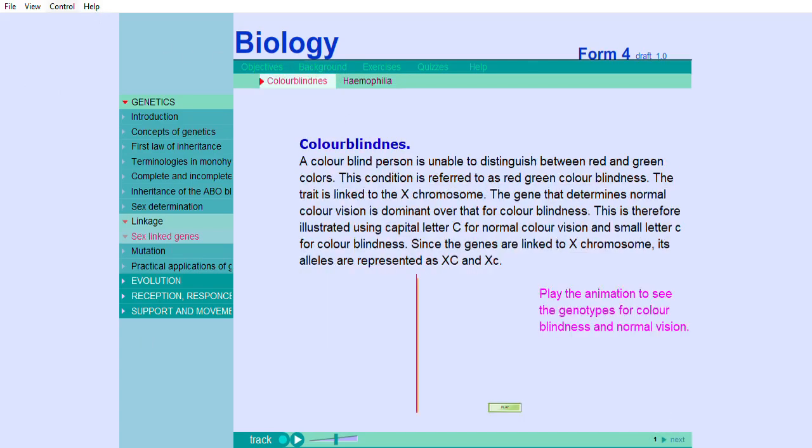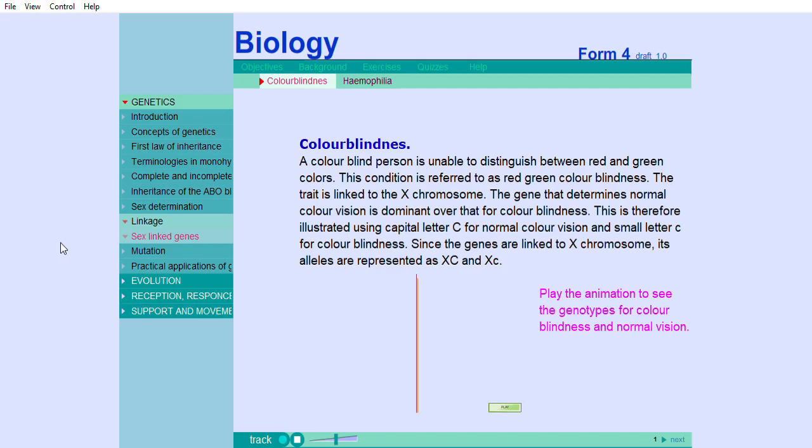Color blindness. A colorblind person is unable to distinguish between red and green colors. This condition is referred to as red-green color blindness. The trait is linked to the X chromosome. The gene that determines normal color vision is dominant over that for color blindness.